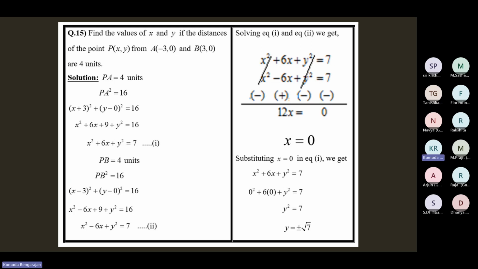So the question is to find the values of x and y, given that P is equidistant from A and B, and the distances PA and PB, both equal to 4 units, are given to you. So when you work PA is equal to 4, you get an equation. PB is equal to 4, another equation. On solving these equations, we get x. And on substituting, we get the value of y. Here we get two values for y.